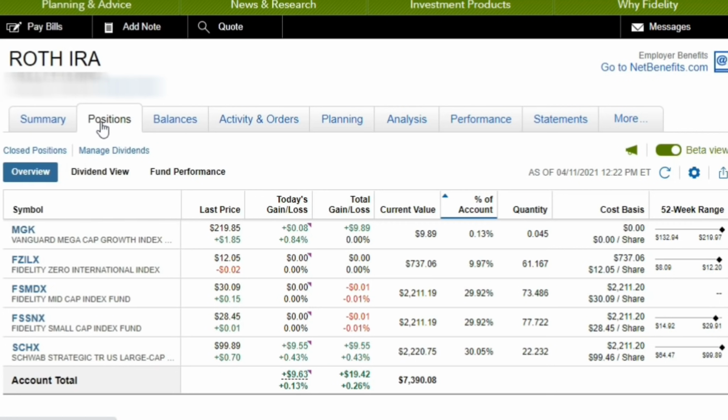The portfolio is now made up of 4 different holdings, and 3 of them are with Fidelity, 1 of them is with Schwab. So we've got here the Fidelity Zero International Index, the Fidelity Mid Cap Index Fund, the Fidelity Small Cap Index Fund, and the Schwab Strategic US Large Cap ETF. What that essentially boils down to is a 4-fund portfolio: a large cap index fund, technically an ETF in this case, a mid cap index fund, a small cap index fund, and an international index fund.